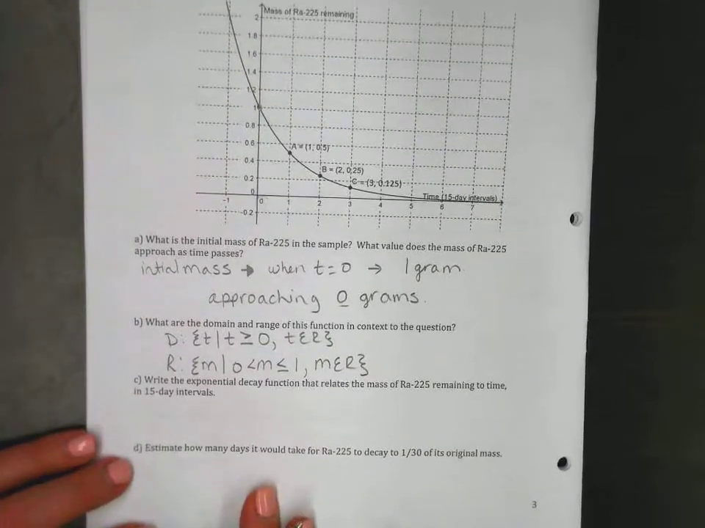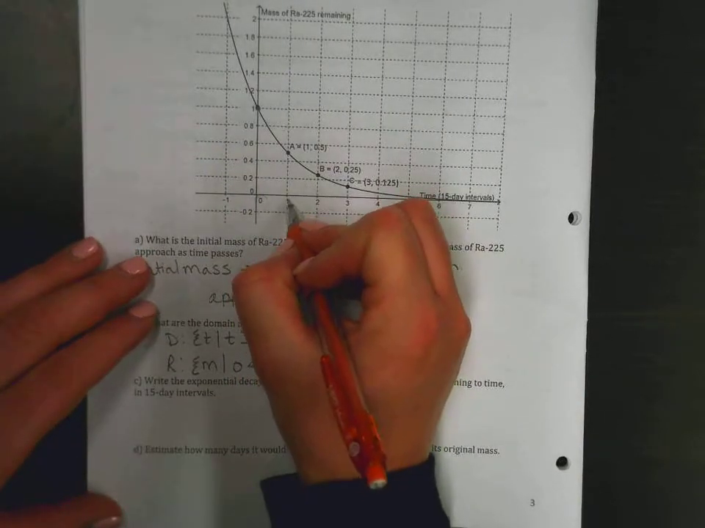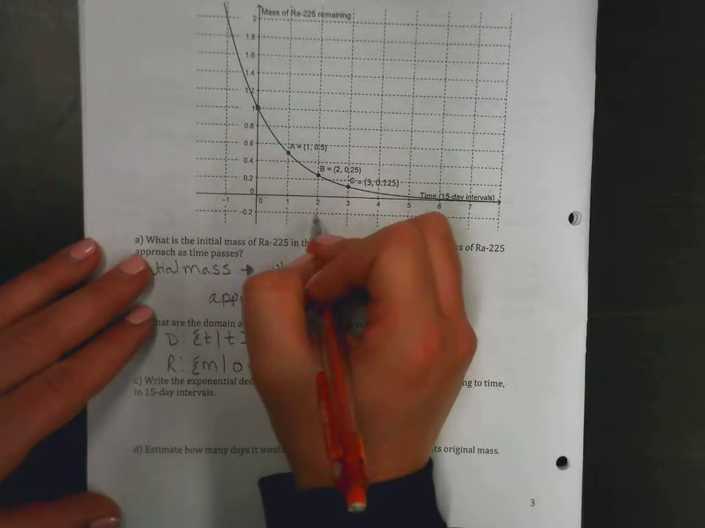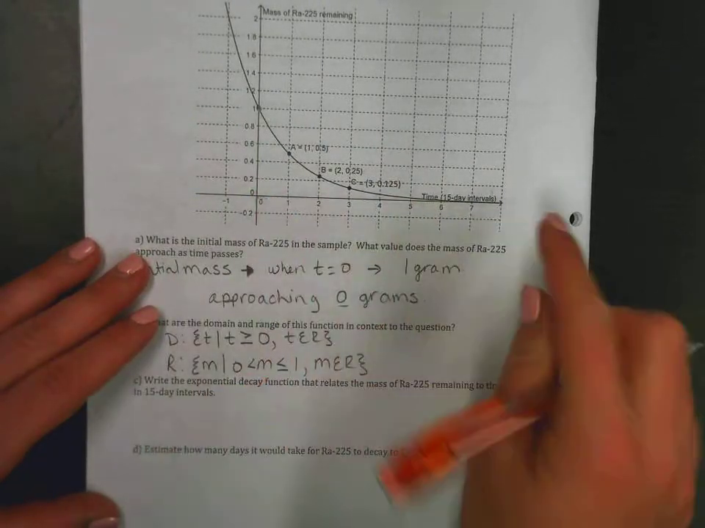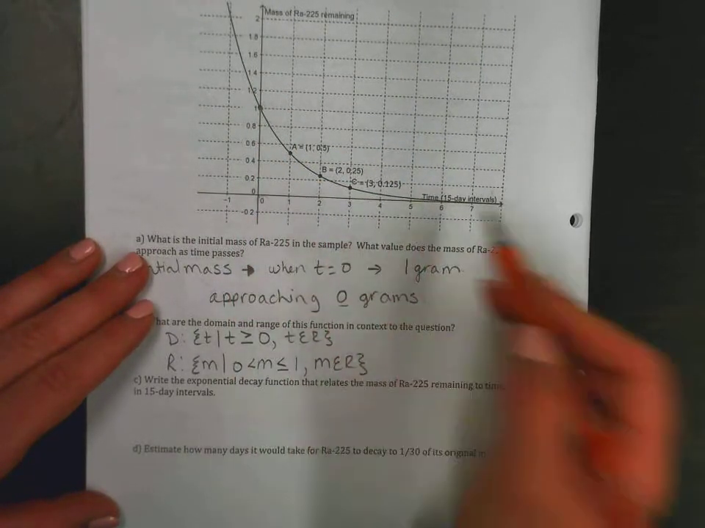All right, write the exponential decay function relating the mass of Ra-225 remaining to time in 15-day intervals. So number 1 really represents 15 days, number 2 really represents 30 days, but we don't need to consider that when we're writing the function. We're just going to represent it in terms of 1, 2, 3, 4, and so on.